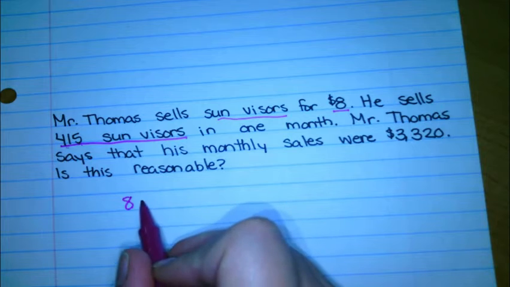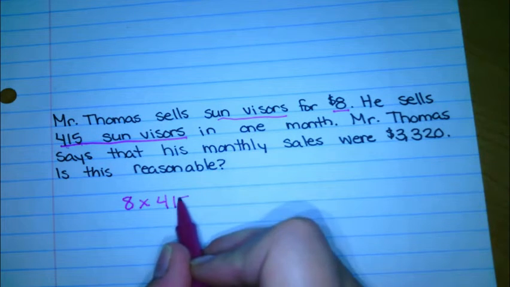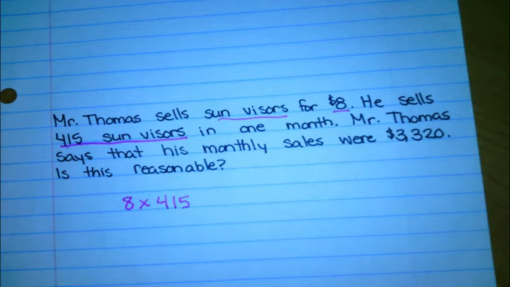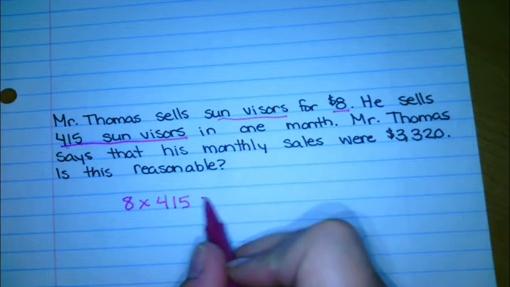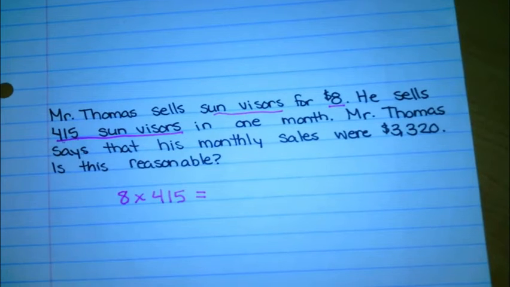We know it's not division because he would be taking the 415 sun visors and breaking them into groups of 8, and it wouldn't make sense for him to be breaking apart the sun visors rather than counting up the money. So the real equation that Mr. Thomas sold was 415 times 8, or 8 times 415.